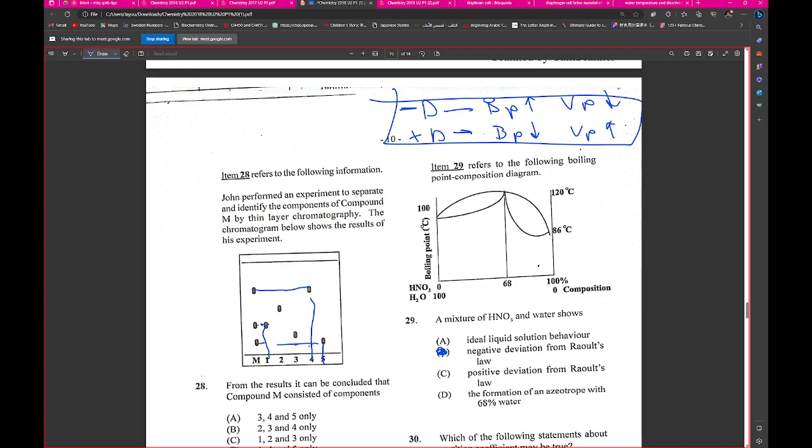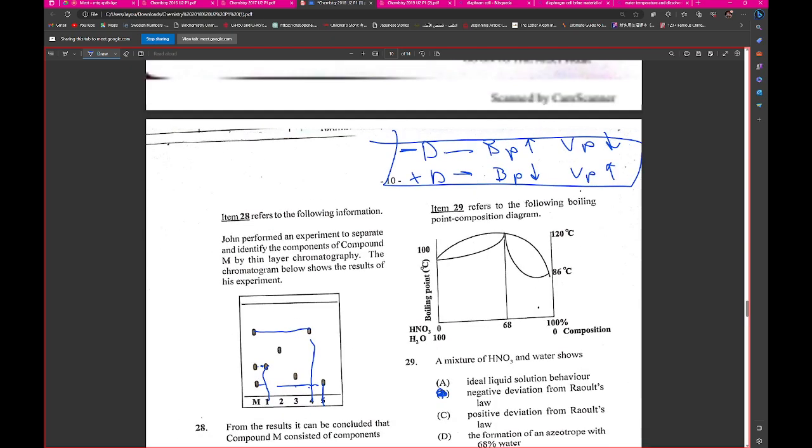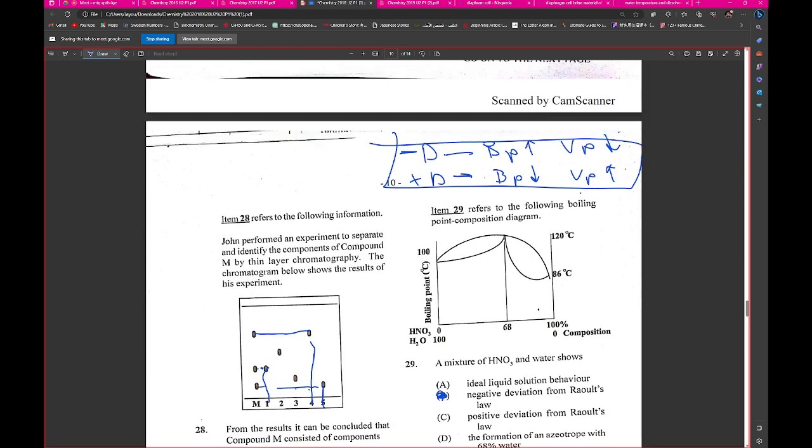When they say negative deviation, it means that the interactions between the components are stronger. That would allow the boiling point to be higher. If the interactions are stronger, then there would be more bonding, leading to a higher boiling point and a low vapor pressure. Because we know that once the boiling point is higher, vapor pressure would be low because they're inversely proportional. Right?